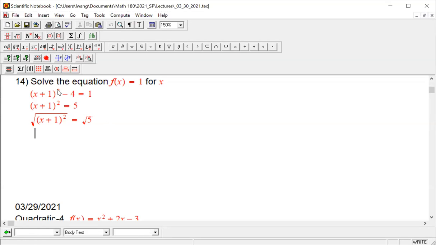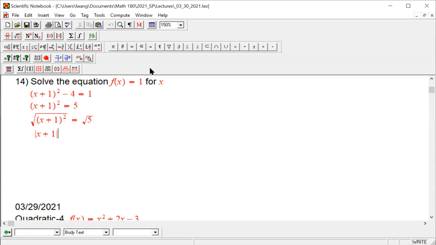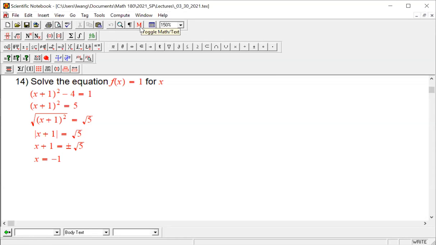And we get the absolute value of x plus 1 equals root 5. And then x plus 1 equals plus or minus root 5. So in the end, we get x equals -1 plus or minus root 5. Someone wants to say something? Go ahead. No, you said it.